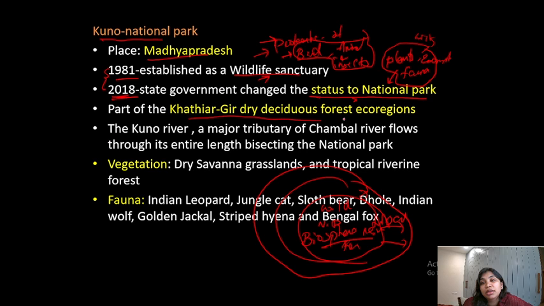So what type of forest will we find here? Dry deciduous forest, scrubby forest, and grasslands are found in this region. As I told you, the Kuno River is a major tributary of the Chambal River. What type of vegetation? Dry savanna grasslands and tropical riverine forest. The other important animals that already existed in Kuno National Park are the Indian leopard, jungle cattle, sloth bear, dhole, Indian wolf, golden jackal, striped hyena, and Bengal fox. It is important for us to remember these animals' names, because they can ask us which other animals were majorly found in this national park. So we have to remember them.